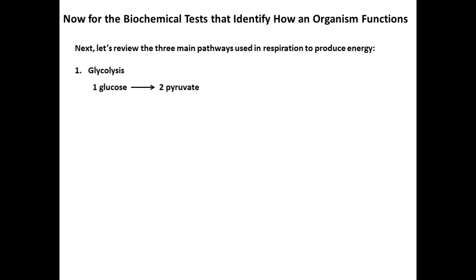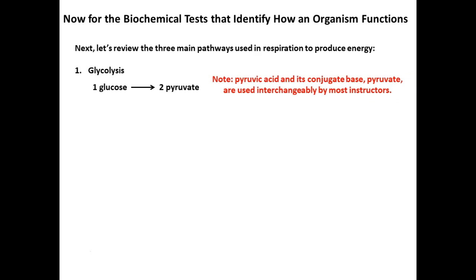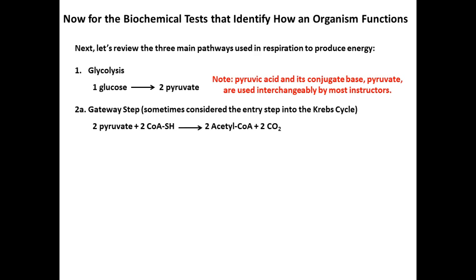So glycolysis is going to break down glucose into pyruvate. The good news is this is stuff you should have remembered from biology class, and we're not going to test you on it. Notice I said review. Let's review. But it's pertinent to what we're looking at. So pyruvic acid and pyruvate are basically interchangeable, although chemically they're a little bit different.